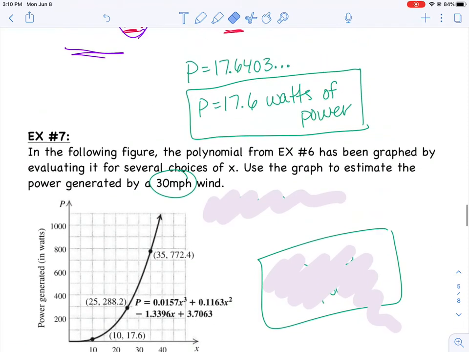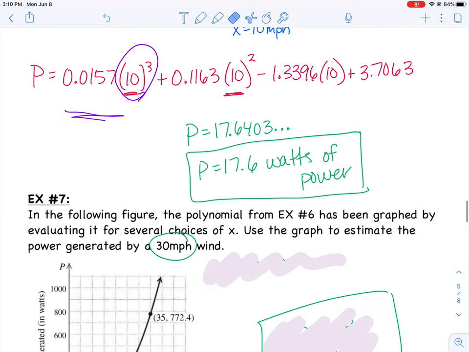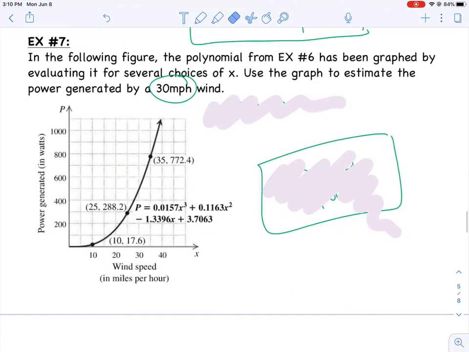Now we can find out what it is back in our polynomial by plugging in a 30 just like we did a 10, but we don't want to do that on this one. We just want to use the graph this time to kind of estimate. So you can see here on the graph at 25 miles per hour, the power wattage is 288.2 watts. At 35 miles per hour, if you have a 35 mile per hour wind, you're going to get 772.4 watts, but estimate using the graph what it would be at 30 miles per hour.